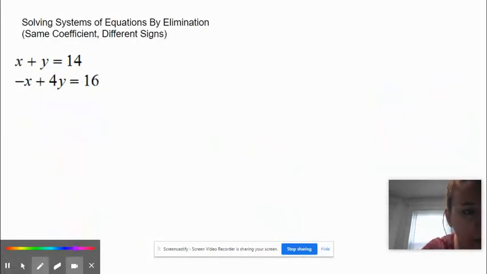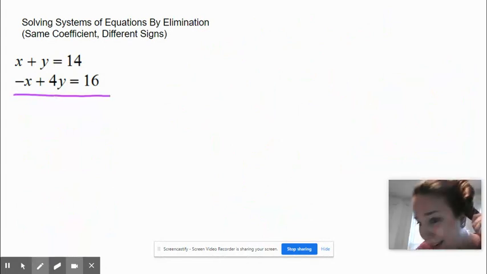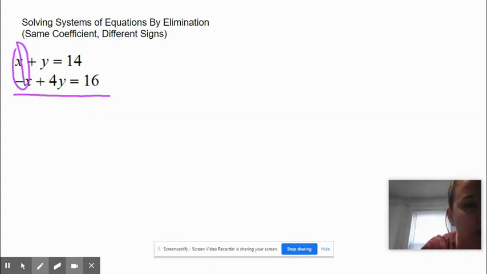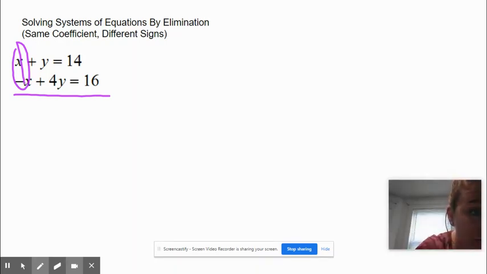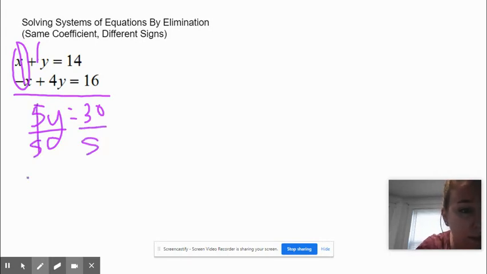Pause. Okay, now we just have x minus x, which is nothing, because 1 minus 1 is 0. So these are the ones that cancel. And y plus 4y, don't forget, if we don't list a coefficient, that coefficient is 1. So we can't just ignore that it's there. So 1y plus 4y is 5y. And that equals 14 plus 16, that's 30. Divide by 5 on both sides. And y is 6.